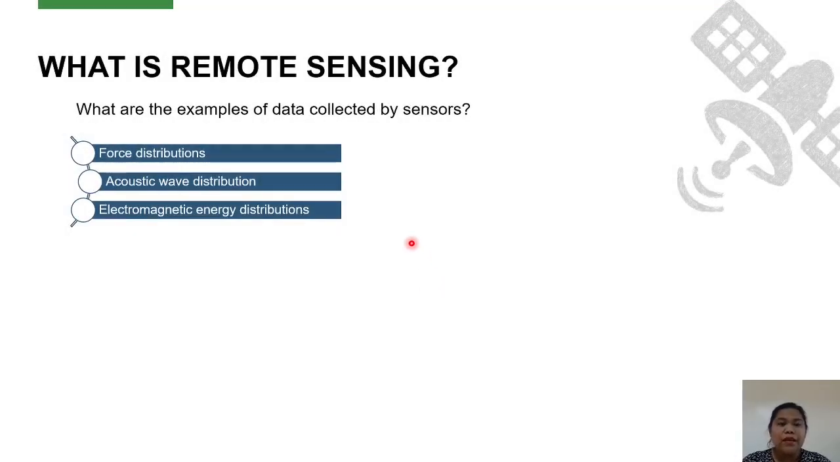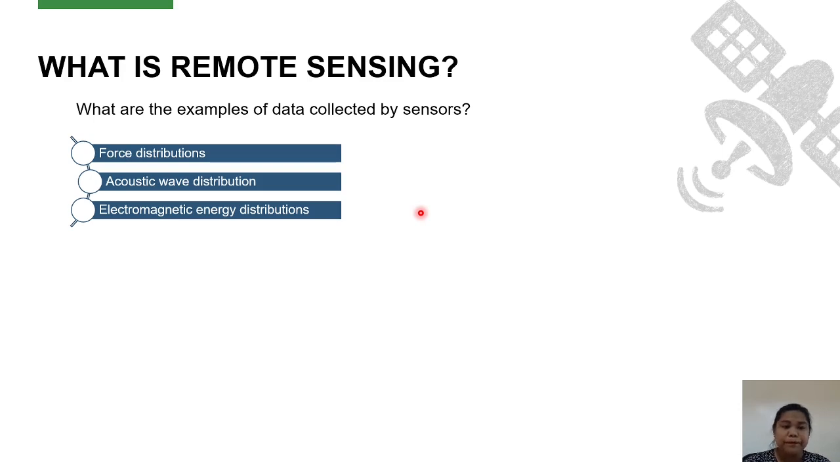So, what are the examples of data collected by the sensors? Remote sensing can also be thought of as a reading process, in the sense that it uses sensors to collect data. In our case, we use our eyes to collect information. Now, what are the examples of data collected by sensors? Well, each sensor has its specific purpose, and likewise, the data to be collected are also different.